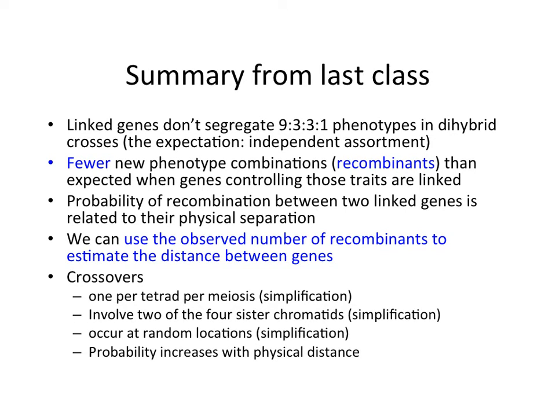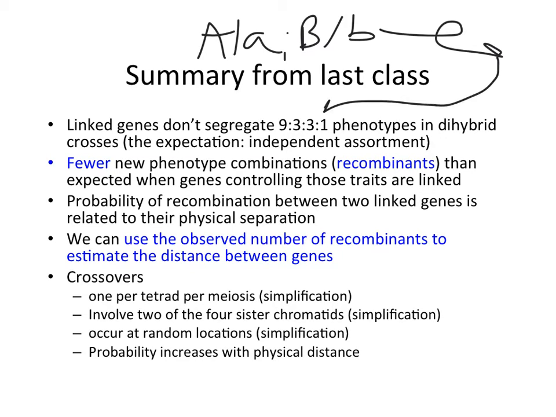Last class, we learned that linked genes don't produce the 9:3:3:1 ratio that Mendel would have predicted. That's our expectation, always independent assortment, if it's a dihybrid cross, like A over a, B over b. If you self that dihybrid, that produces that 9:3:3:1 expectation. Bateson and Punnett did this and didn't see that 9:3:3:1 ratio. So they were the first ones to start thinking about when genes are physically associated on the same chromosome, that might change our expectations.